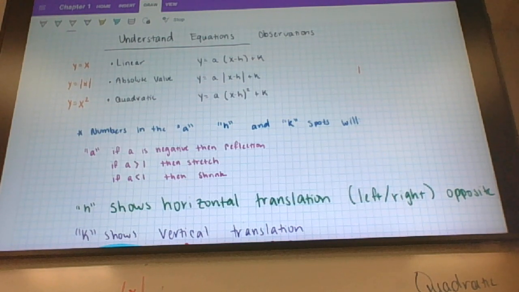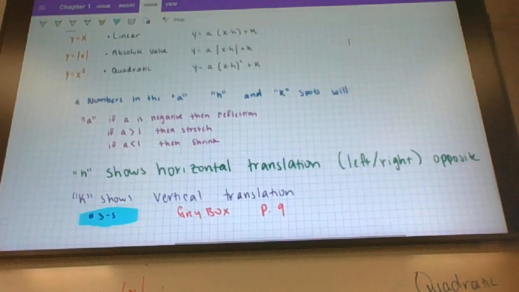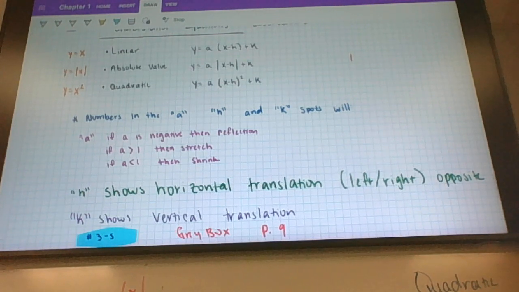All right, when you're ready, you're going to try seeing how this is all applied. You go to page 9 when you're ready and look at the gray box and try these questions and try to figure out what this is all about.